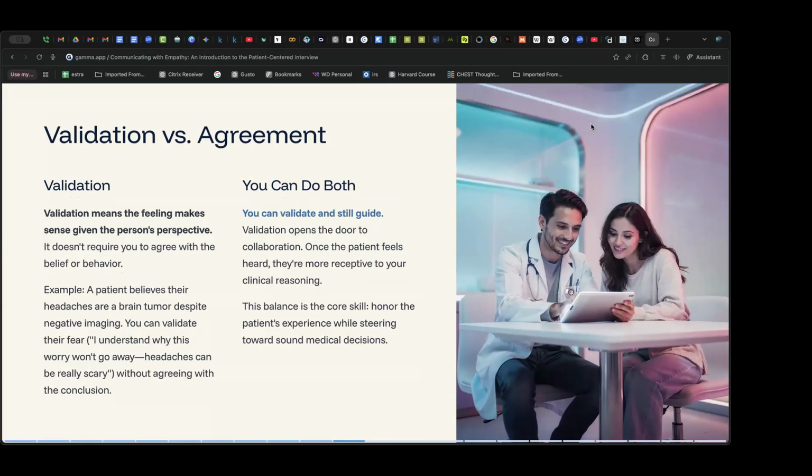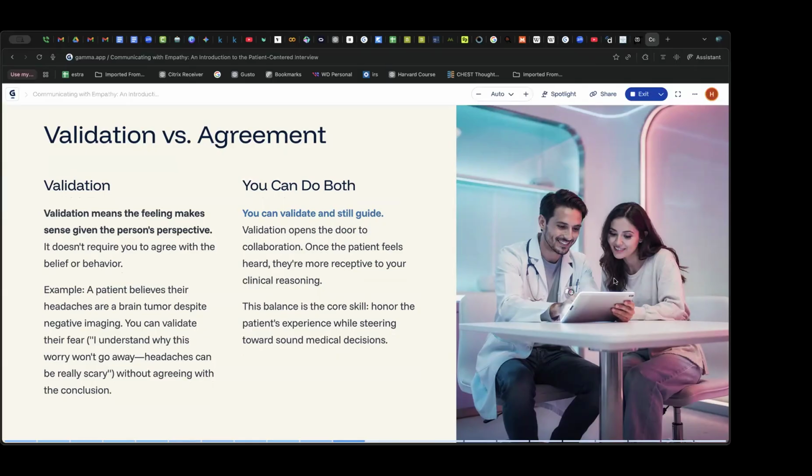For example, a patient believes their headache is a brain tumor, despite the CAT scan being negative. You can validate the fear. I understand why this worry won't go away. Headaches can be really scary. That's how you validate.